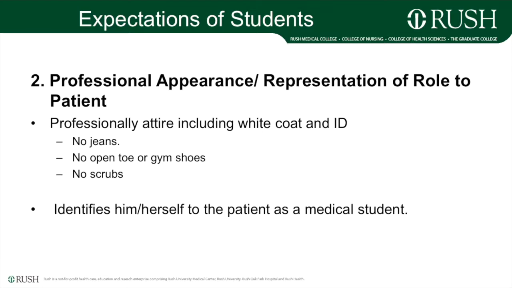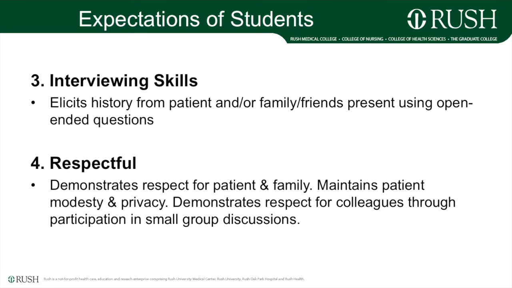Number 2 addresses their professional appearance and representation of their role. This would include wearing professional attire such as their white coat, no jeans, no open toe or gym shoes, and no scrubs. They should wear their ID at all times and identify themselves as a medical student. Number 3 grades their interviewing skills. The student should be eliciting the history from a patient and/or family members using open-ended questions. They should use follow-up directed clarifying questions as needed.